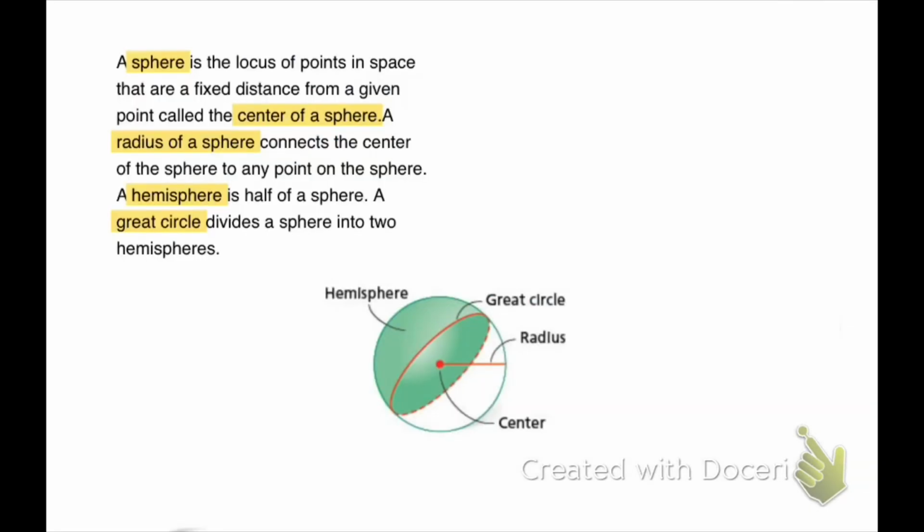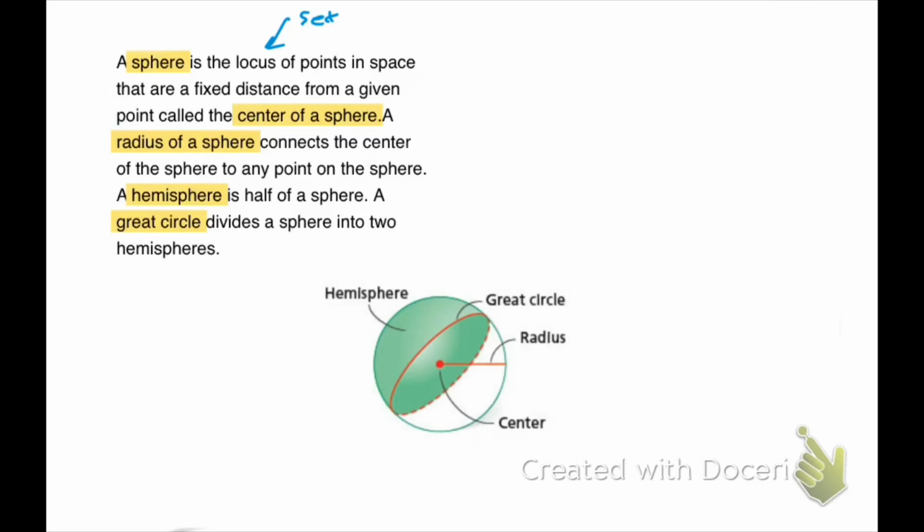So what is a sphere? A sphere is the locus of points, or the set, just think the set in a sense. Think the set of points. So the set of points in a space that are a fixed distance from a given point called the center of a sphere. So right here in my diagram, that's my center of the sphere. And just think the dead center of a basketball or a baseball, right in the middle.